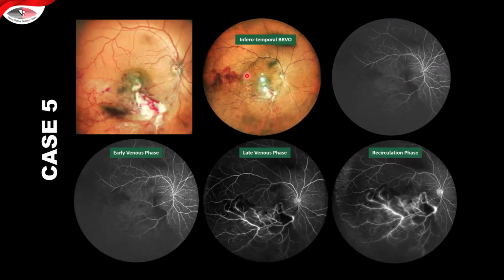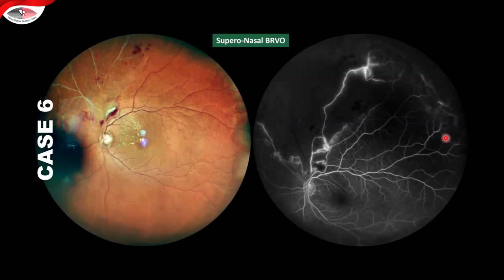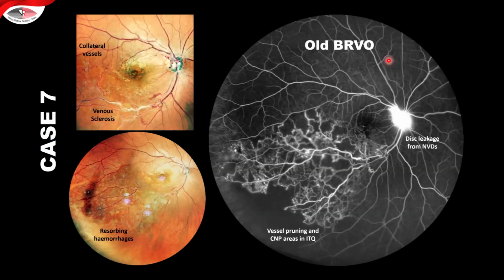This is again an infratemporal BRVO. You also see hemorrhages and these whitish exudation, which can be there in the acute phase, which clears up eventually as time passes. And then you look for any ischemic areas which could be left behind. This is a supranasal BRVO showing sclerosed vessels and corresponding non-perfusion areas which are seen.